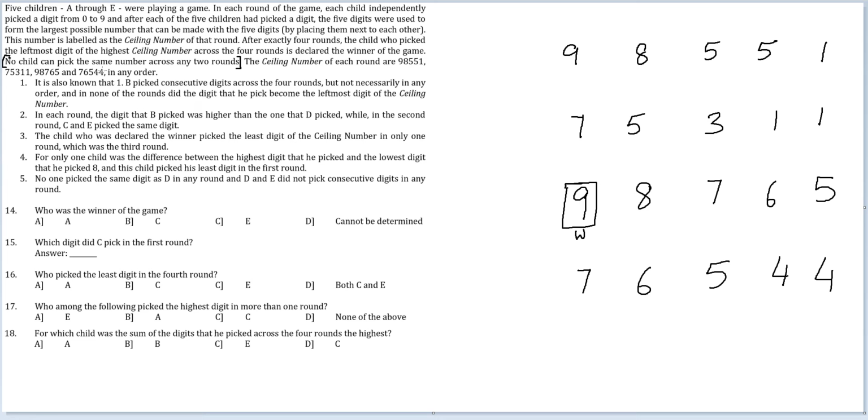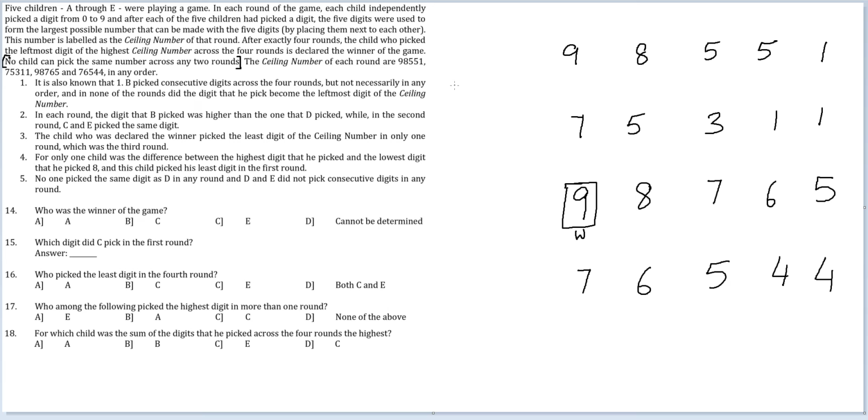This much we know. Okay, it is known that 1 child picked consecutive digits across 4 rounds, but not necessarily in any order. And in none of the rounds did the digit that he picked become the leftmost digit of the ceiling number. Okay, so a quick glance over the numbers will give you the indication that there is no 2 picked. So 1, 2, 3, 4 is not possible. 2, 3, 4, 5 is not. 2, 3, 4, 5, 6 is not possible.